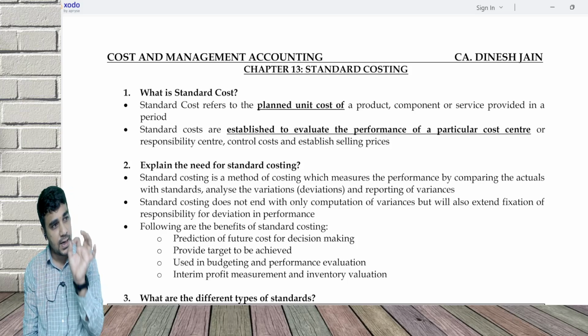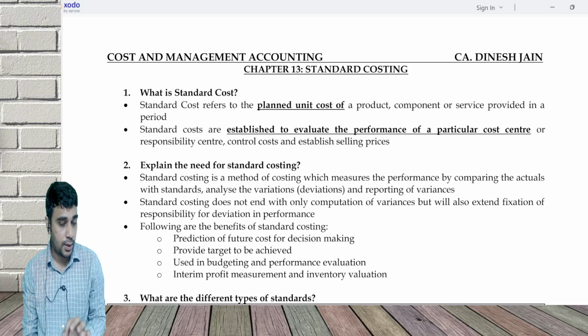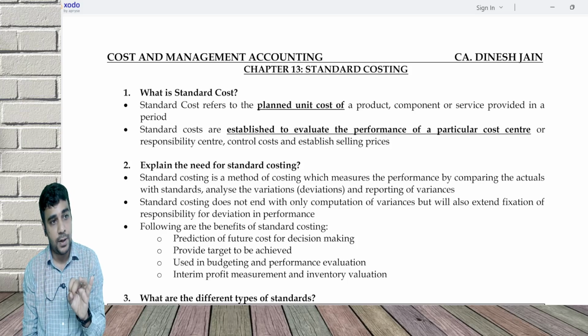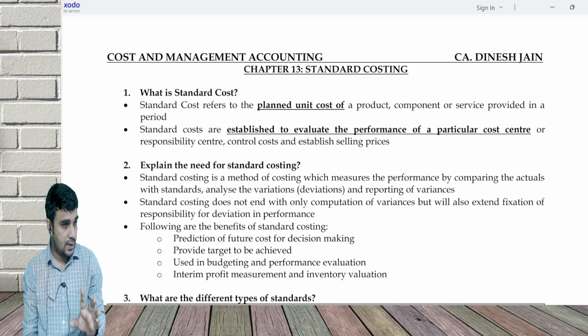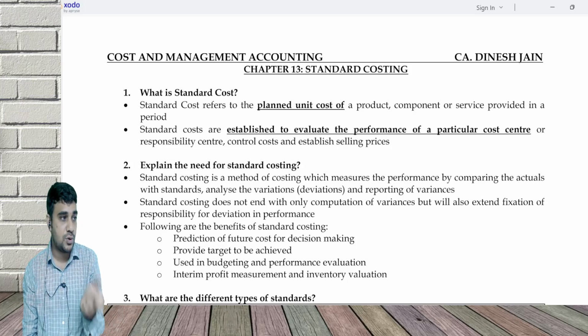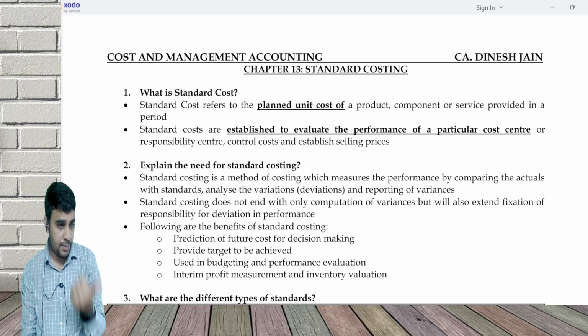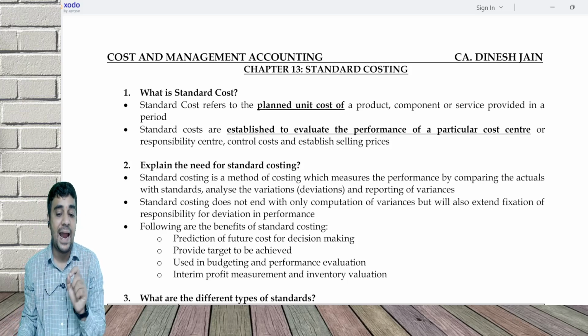The only difference is standard cost is always calculated for actual output. The terms standard cost per unit, budgeted cost per unit, planned cost per unit, forecasted cost per unit, predetermined cost per unit, everything is same. At a per unit level, everything is same. There is no difference. But the only thing is the standard cost overall and budgeted cost overall has a difference. Standard cost is calculated for actual output. Budgeted cost is calculated for budgeted output. So standard cost refers to the planned unit cost.